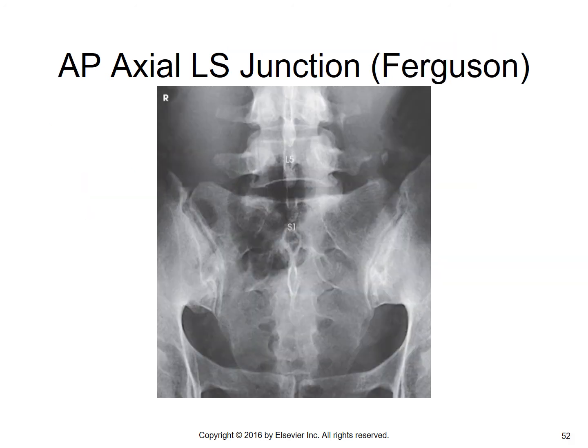Here is a good AP Axial Ferguson method. Now remember, the AP Axial Ferguson method opens up the joint space between L5 and S1. If you look here at L5, look at S1, and notice that black space between, that's the open joint space.